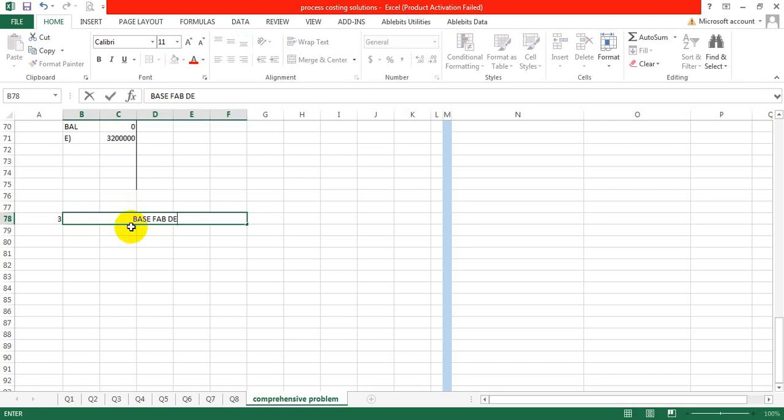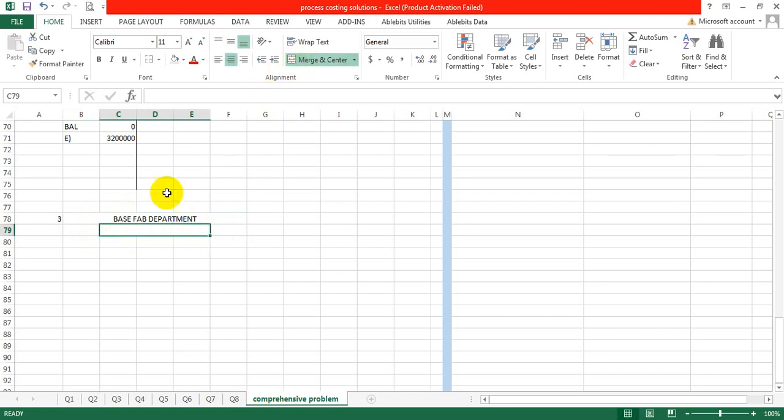So this is my base fab department. Okay, equivalent unit of production, EUP. You can write equivalent unit of production, right? Okay, how will we calculate it?